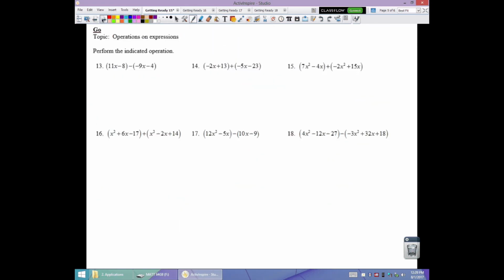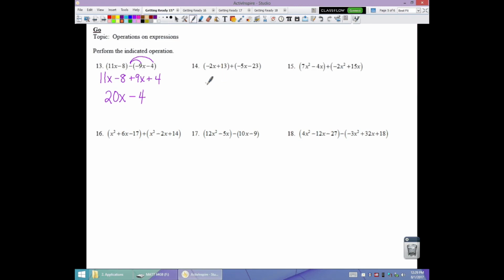And our last section here is, just as we did the other day, just adding and subtracting. Remember, what you add, you can just ignore the parentheses and combine like terms right from the start. If it's subtraction, there's one extra step where you have to distribute that negative sign. So that's what we're looking at in number 13. We're going to distribute the negative sign into the parentheses behind it. So we see 11x minus 8. This turns into plus 9x and plus 4. 11x and 9x is 20x. Negative 8 and 4 is negative 4.